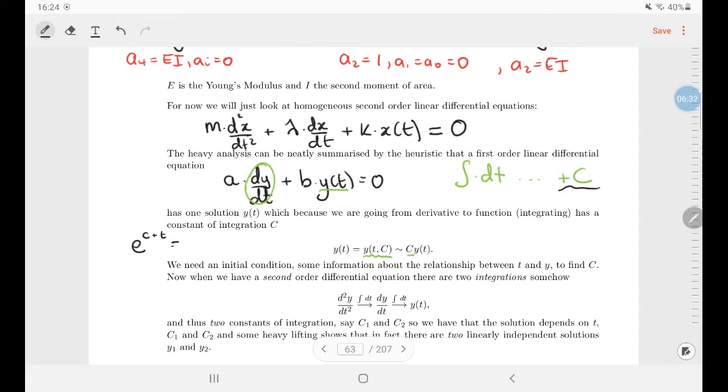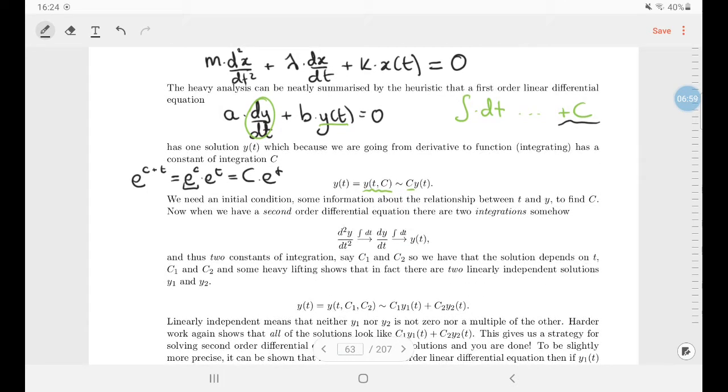And then you know stuff about exponentials. This is the same as e to the c times e to the t. And then if c is some constant, so is e to the c. So this is what we call the c. So that's how the constant, which is a plus c, ends up being multiplying. That's the first thing. Now, to find out what that constant is, you need an initial condition, some information about the relationship between t and y.